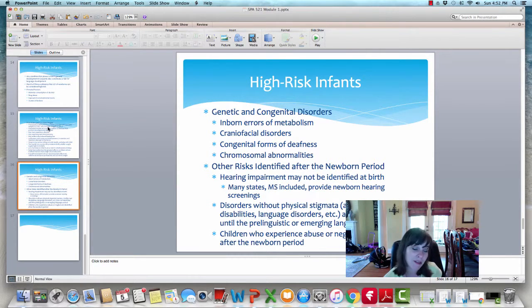Other risks identified after the newborn period. So those are the risks that we know when they're born, how to identify them. After the newborn period, hearing impairment may not be identified at birth, but many states, Mississippi included, provide newborn hearing screenings. In fact, Mississippi was one of the first states in the nation in the 1980s to provide hearing screenings for all newborns. That's one thing that we do really, really well in our state, is identify those students with hearing impairments at birth.